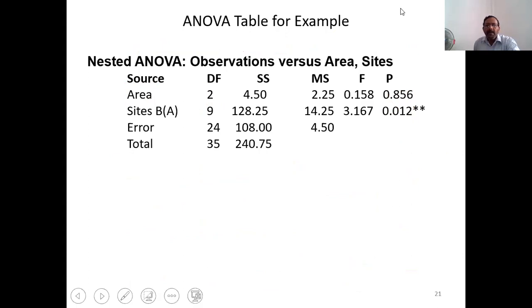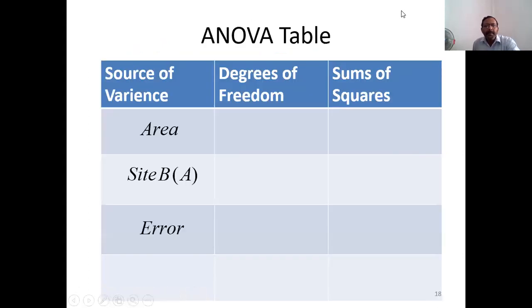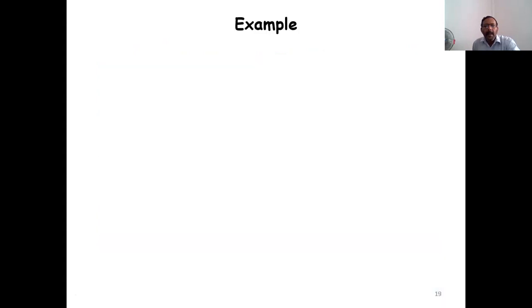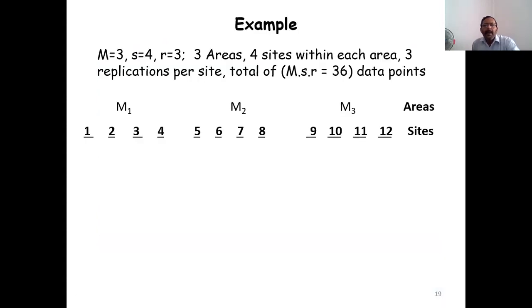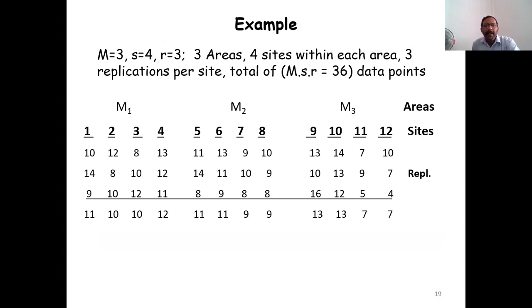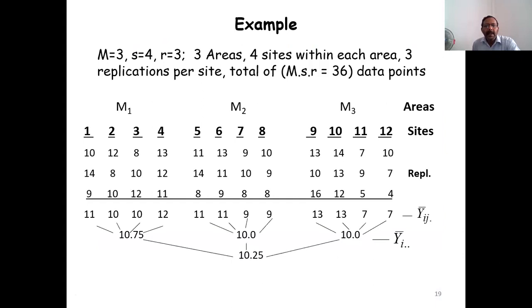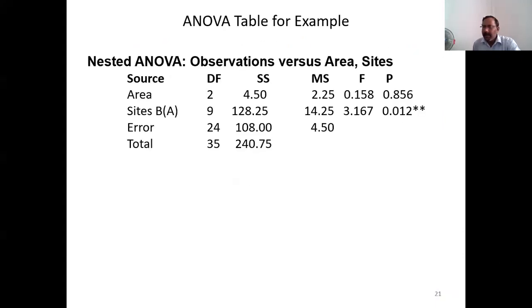Just a second, I will look at it. Three areas, 4 sites. Within each area, replication of site. The units are not given. So that is the problem, right? Units are not given, so it doesn't matter. So we could say there's no significant difference between the areas. All the areas are showing more or less similar results.